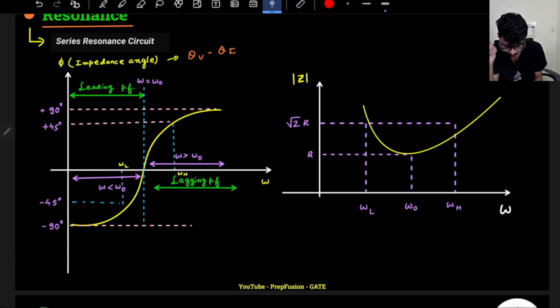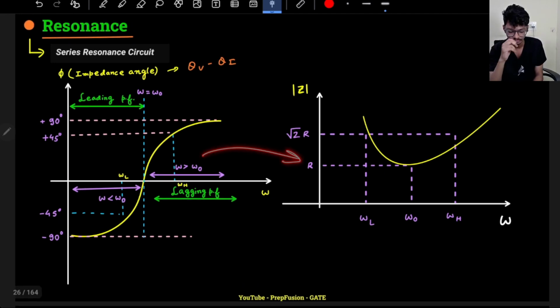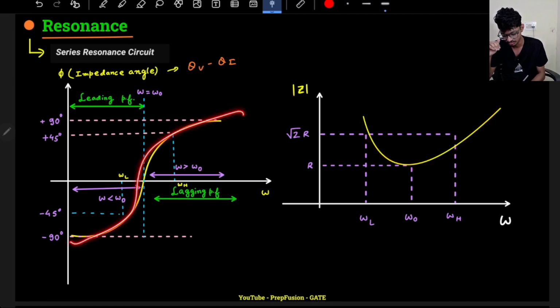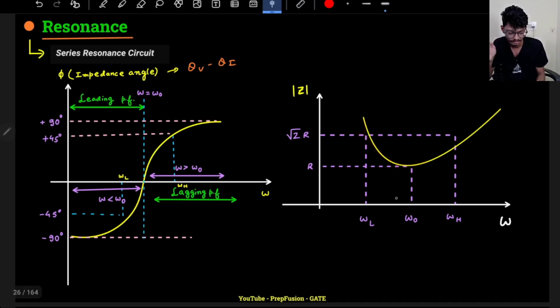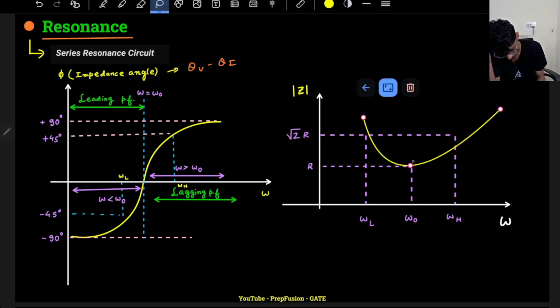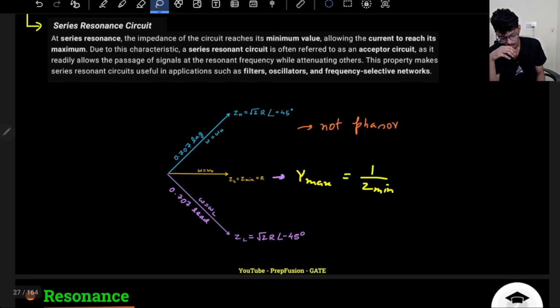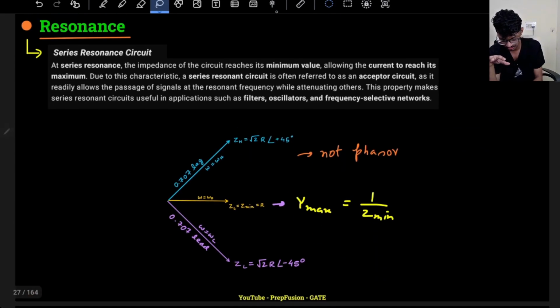That's it. And of course, you can see here how the magnitude of the impedance varies and how the impedance angle varies. So both things we have mentioned. The impedance angle is basically theta v minus theta I. Magnitude will be minimum at omega naught, except that it will be root 2R at omega H and omega L. So this is not a phasor basically. This is just a representation of how the impedance varies.